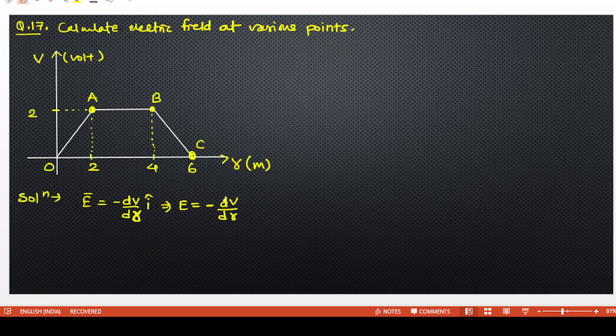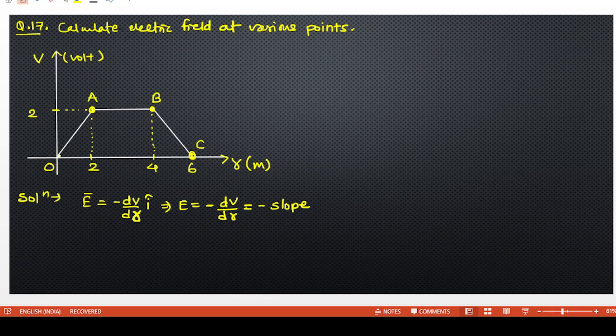But what is the geometrical meaning of derivative? dV/dr is similar to dy/dx, means it is what? Slope. So electric field is basically the negative of slope. Slope of which graph? Potential versus position graph, or potential versus distance graph. Slope of potential versus distance graph gives the electric field.